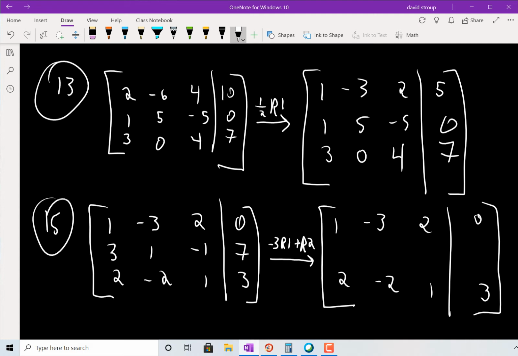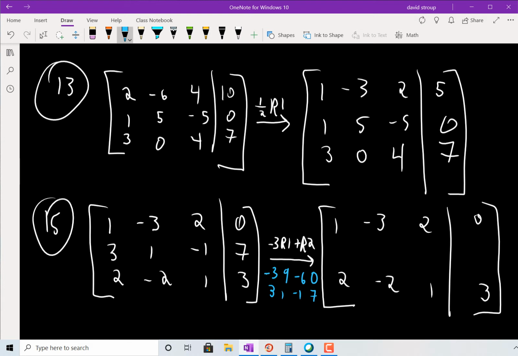So -3 times row 1, and this is where I write it out. After a while, you should be able to do it in your head. It'll be -3, 9, -6, and 0, and then row 2 is 3, 1, -1, 7.